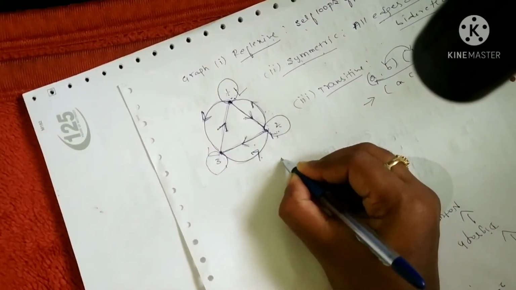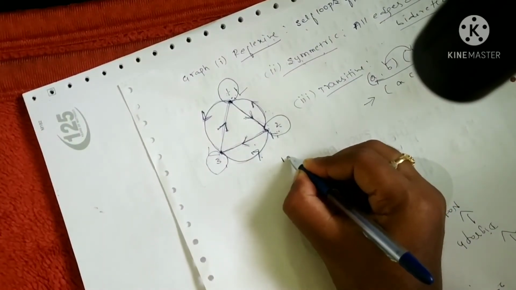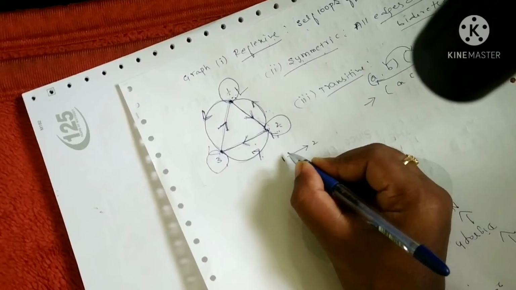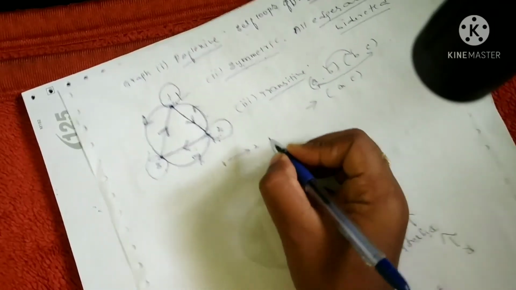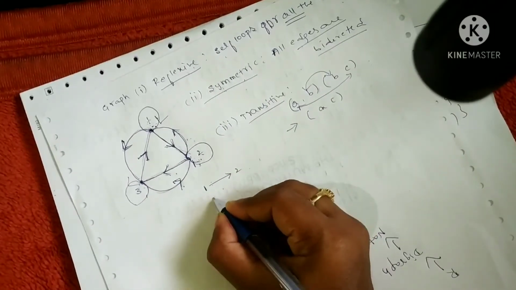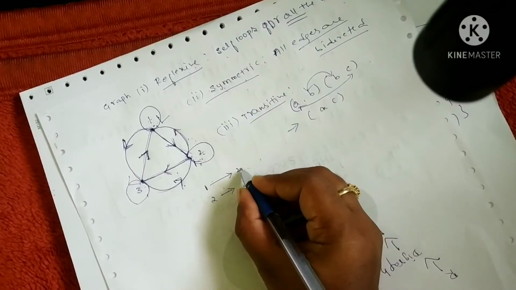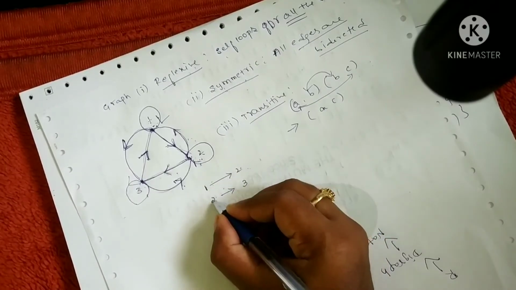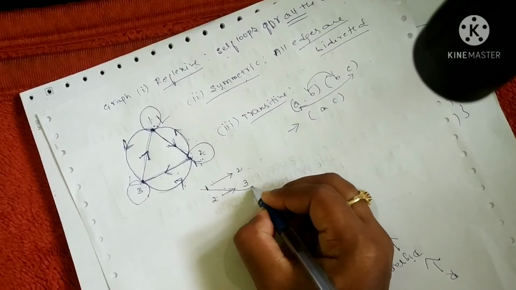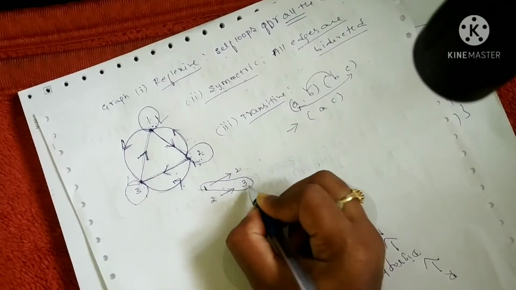First, let me tell you the basic thing. If I have an edge from 1 to 2, and again I have an edge from 2 to 3, then there should be a path or edge between 1 to 3.